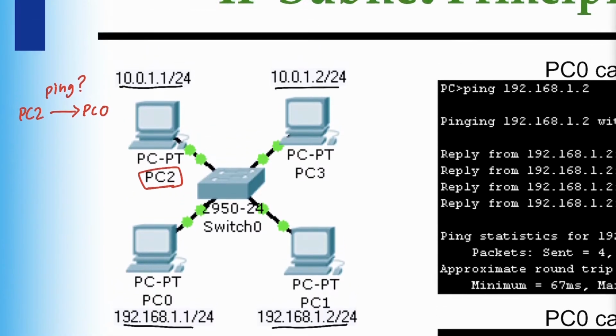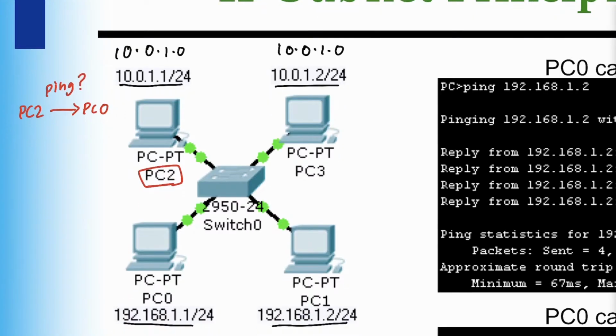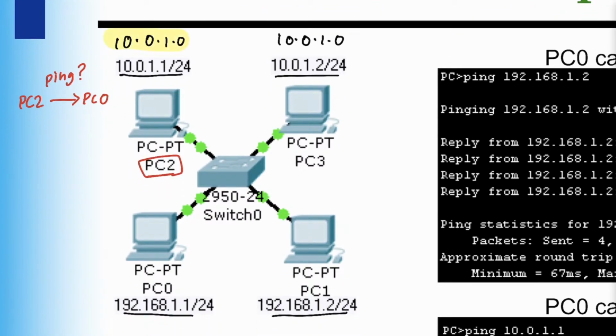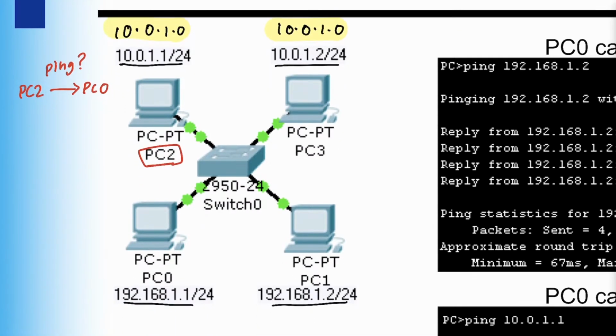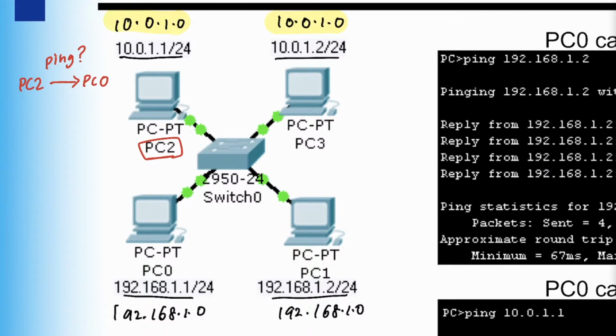Okay. So over here, you want to get the network ID first. I will now write the network ID for you. 10.0.1.0. So this is the network ID for PC2 and PC3. Now for PC0 is 192.168.1.0. So this one is the network ID for the PC at the bottom.